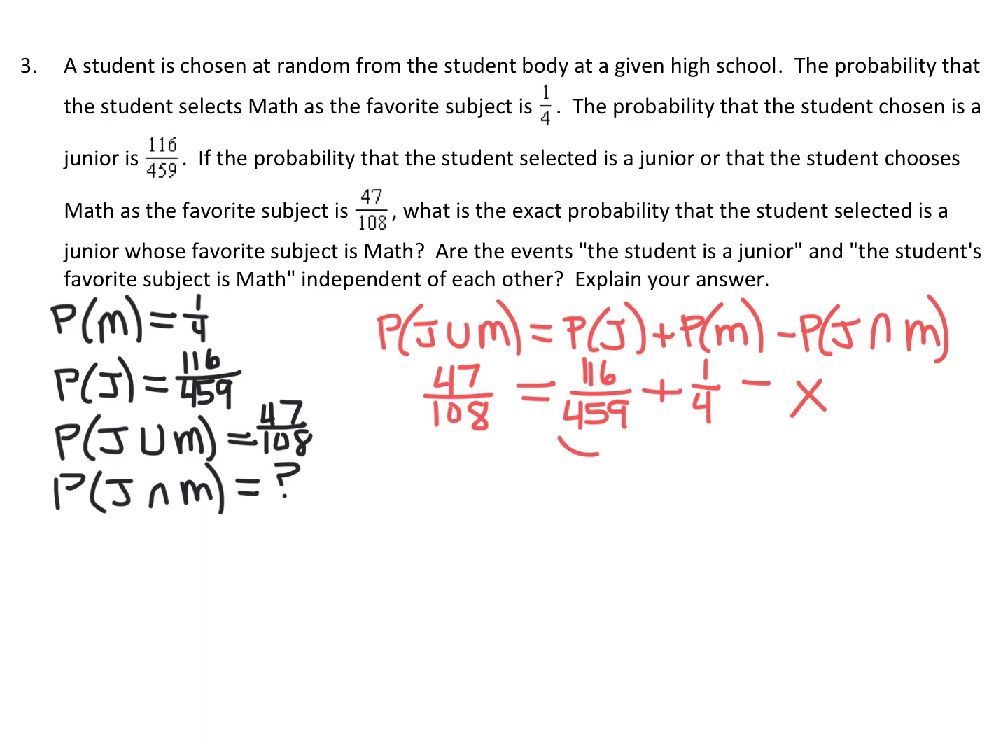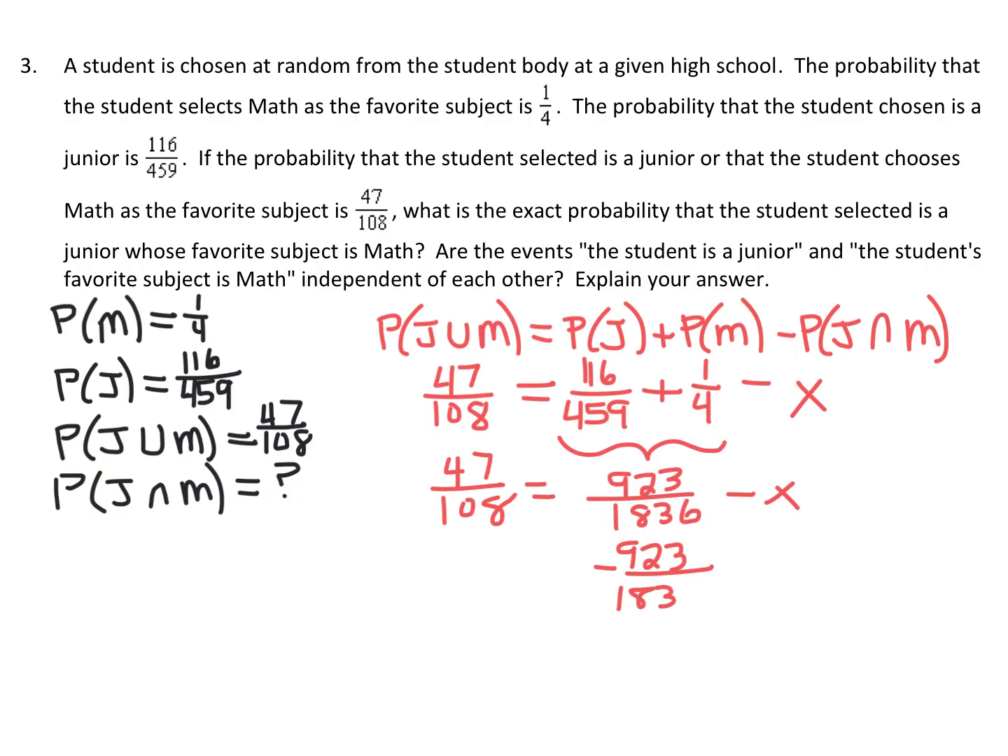Okay, so to solve this, you would first add these together, just like we did in the Venn diagram, right? And when we did that, what did we get? It was 923 over 1836. We'll bring everything else down. We're trying to solve for x. So let me now subtract this fraction from both sides of the equation.